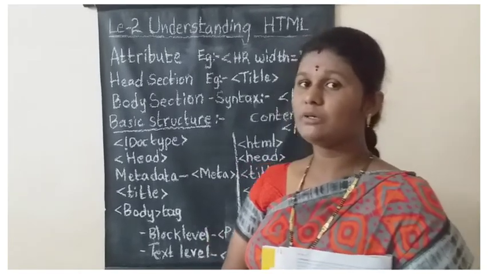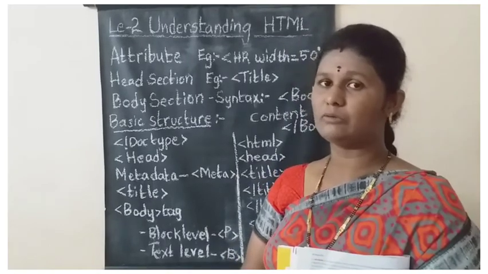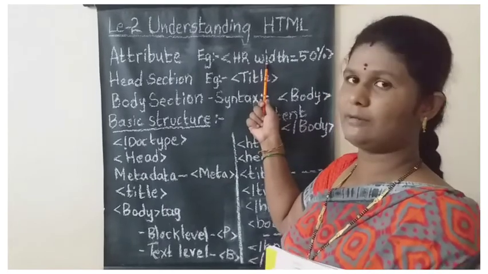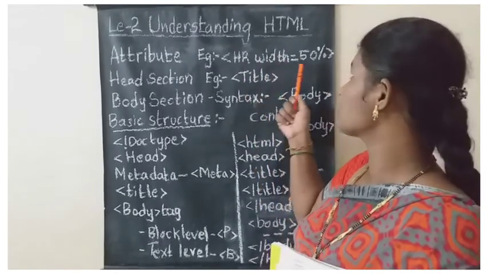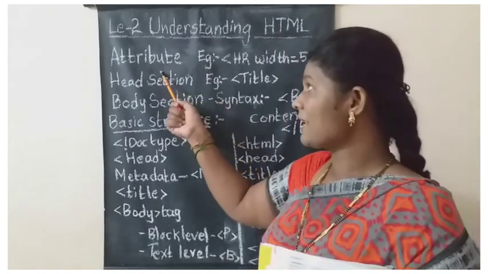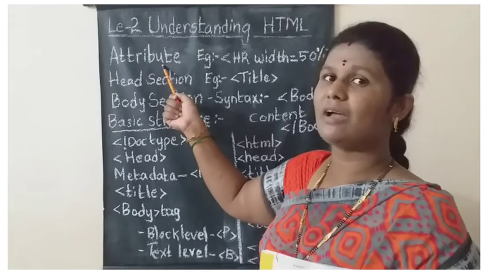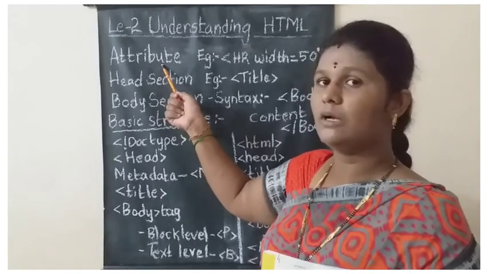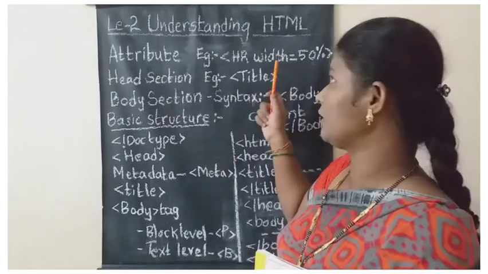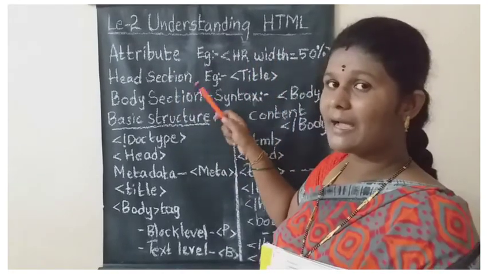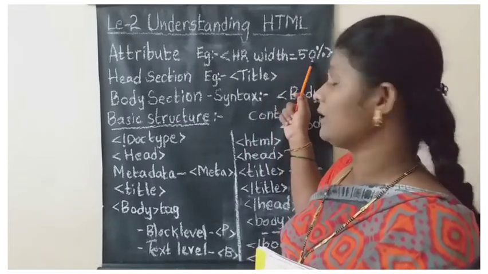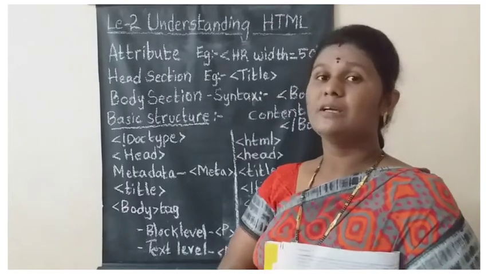And in the computer, how will it draw? Then we will give the specifications. In the HR, width is called an attribute of HR. In this we will specify a value, 50%. So this attribute is used to specify the value. An attribute contains two parts, a name and a value. The name is the attribute that the tag contains, and that attribute is called the name. And the value may be case sensitive.